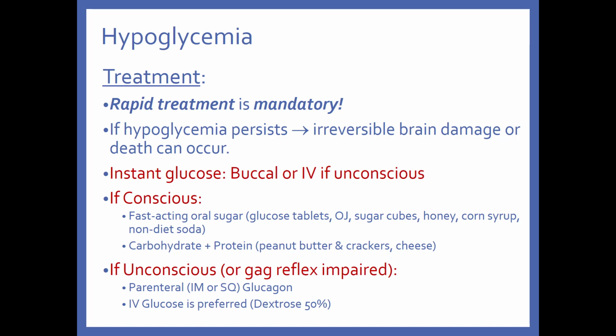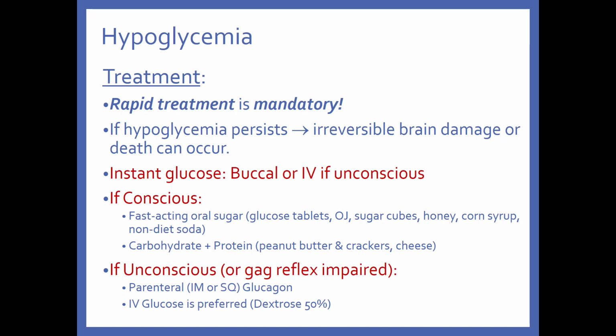Sugar cubes, honey, corn syrup, a non-diet soda, anything like that. We just need to get a quick source of glucose on board, and then follow that up with a carbohydrate and protein snack of some sort to help maintain and stabilize the blood sugar so they don't drop. And if the patient is unconscious, or has an impaired gag reflex, also something to consider, we need to be looking at a different route.